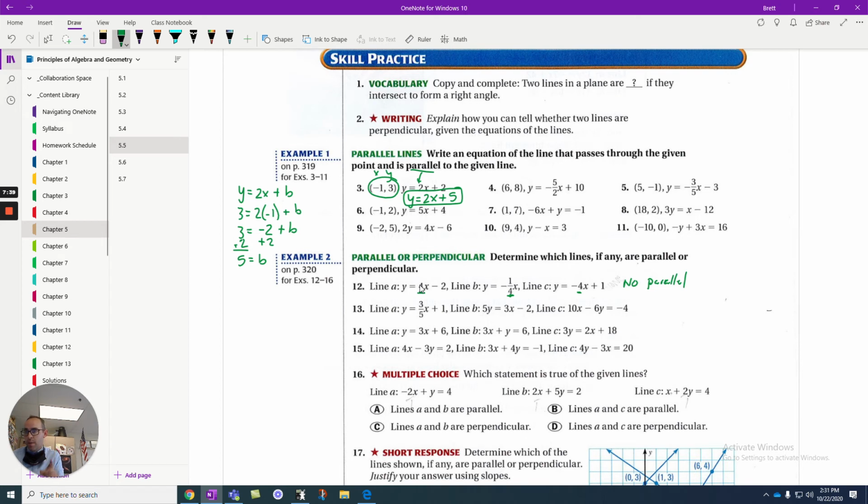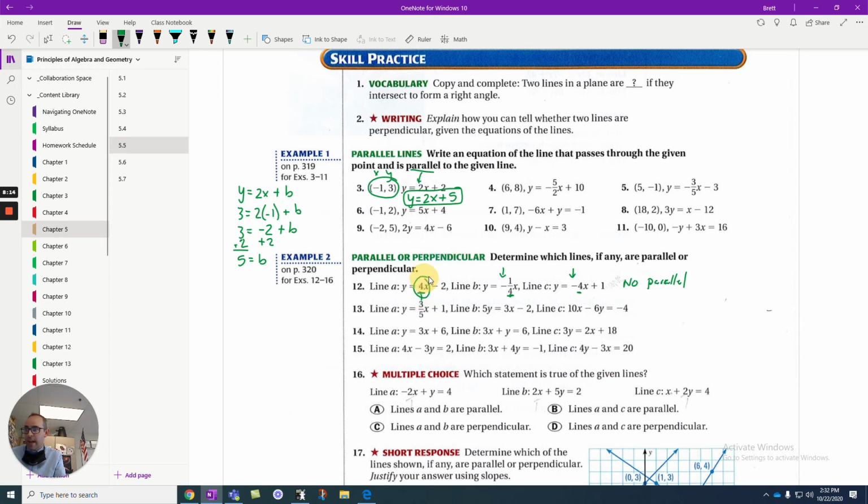However, there might be a negative reciprocal. I notice that line B is negative and line C is negative. Those can't be perpendicular to each other because I have to have one positive and one negative. So the last chance is for A to combine with one of these two. Since line A has a slope of 4 over 1, I'm going to put a 1 in to give it a fractional slope, and I would flip that upside down to produce 1/4.